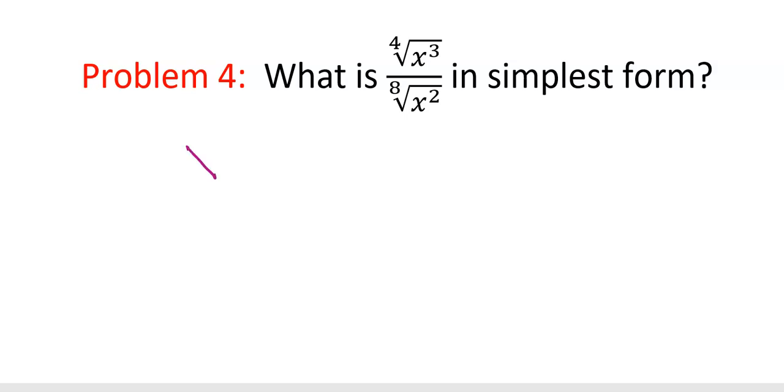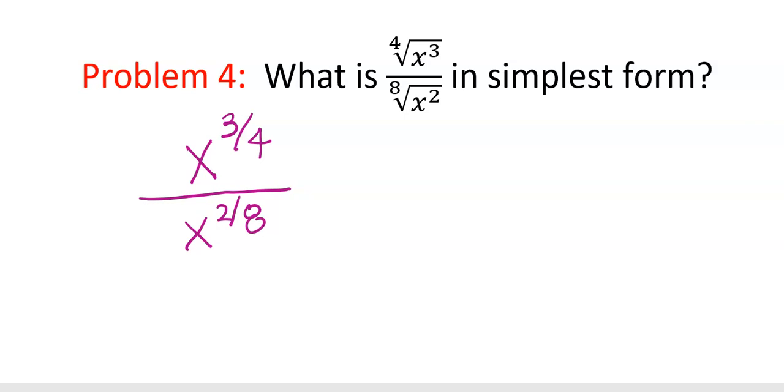So what is the top number of the top radical? Okay, so it's going to be like a 3 over 4. I'm going to do the same thing with the one on the bottom. So the top number is the 2 or the 8? 2.